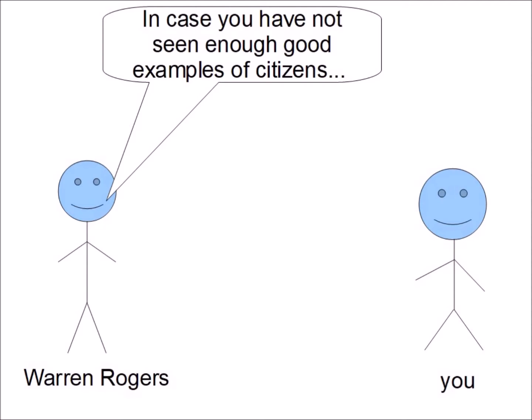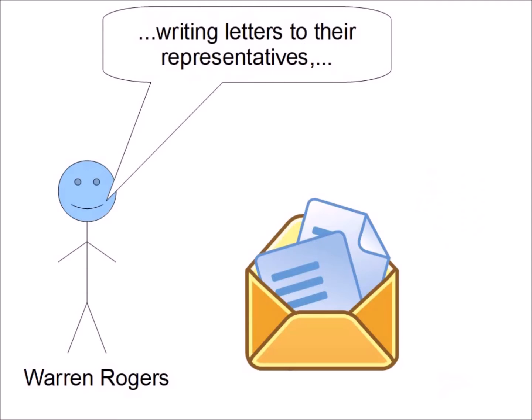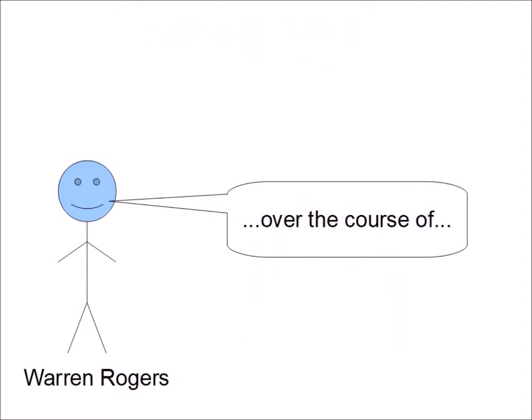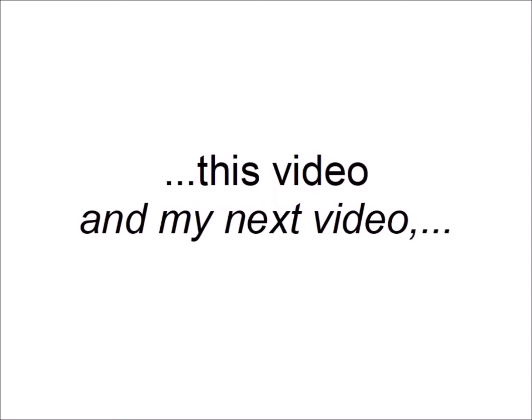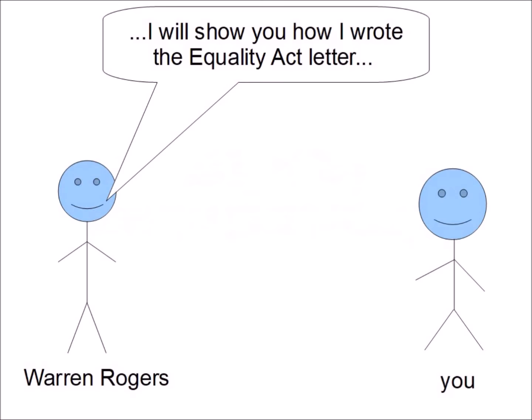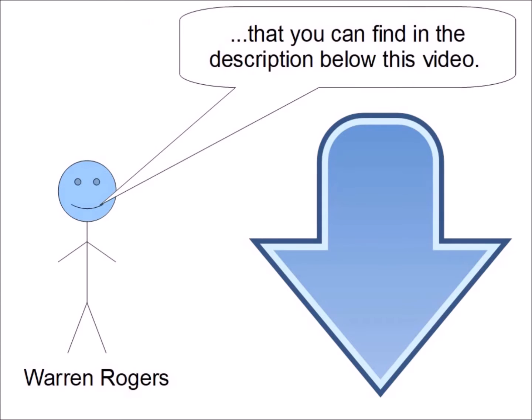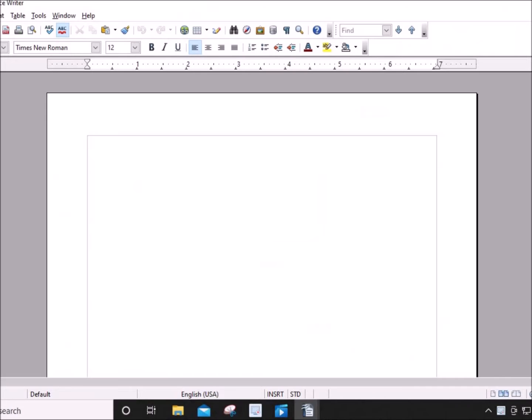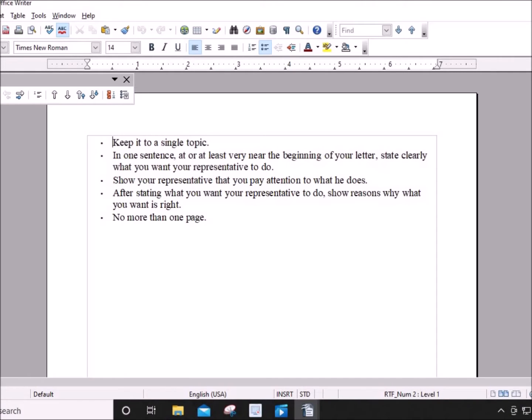In case you have not seen enough good examples of citizens writing letters to their representatives, over the course of this video and my next video, I will show you how I wrote the Equality Act letter that you can find in the description below this video. Yikes! That's a blank page there. How will I start? Here are 5 guidelines. Keep it to a single topic. In one sentence, at or at least very near the beginning of your letter, state clearly what you want your representatives to do.